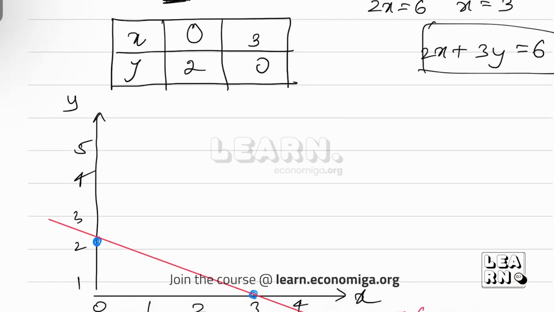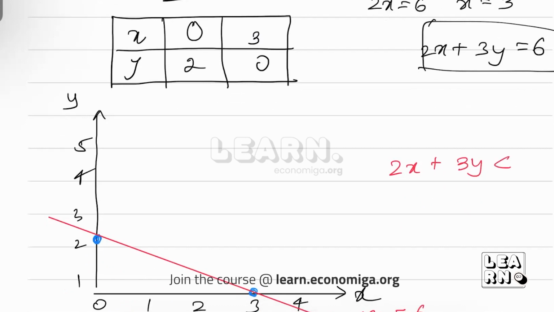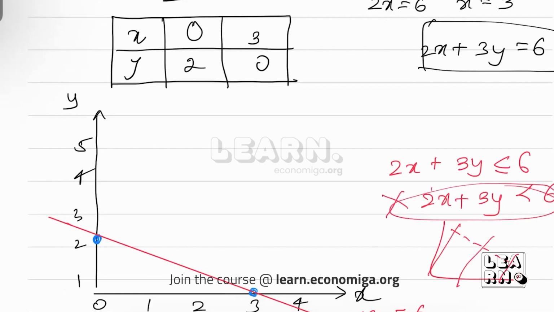Now note that there is a less than or equal to sign involved here, right? That's why I've drawn a full line. If it were 2x plus 3y strictly less than 6, you would have drawn the budget constraint like this, right? But generally in microeconomics, you don't deal with these types of inequalities. Generally, we have the other type of inequalities when you're talking about budget constraints.